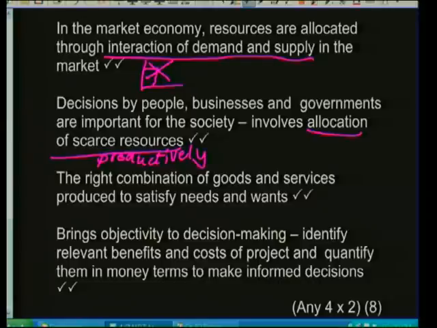Right combination of goods and services produced to satisfy the needs and the wants. So also look at what the needs and the wants of the people in the community would be.